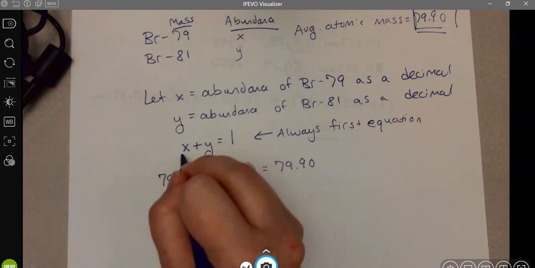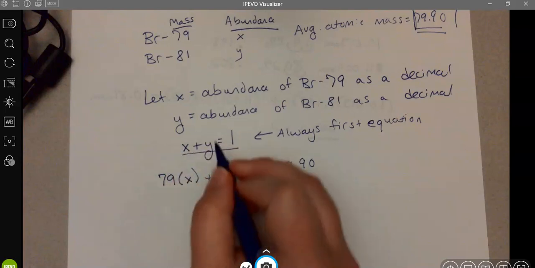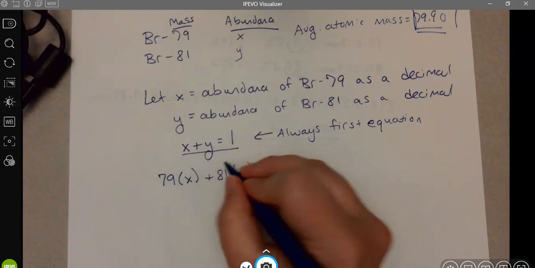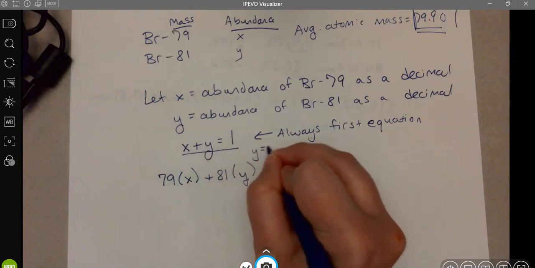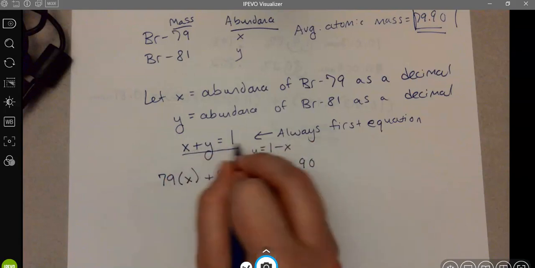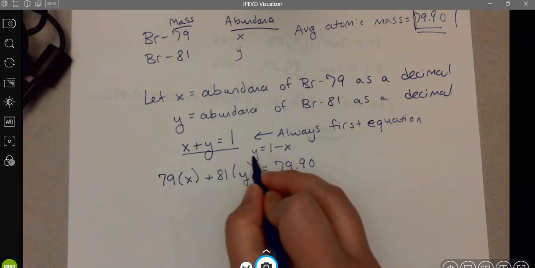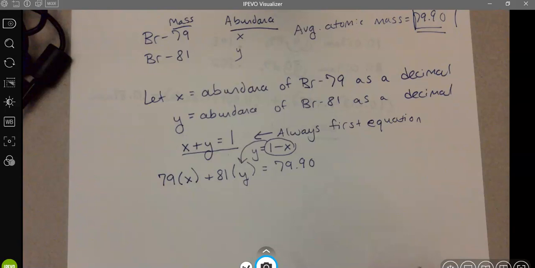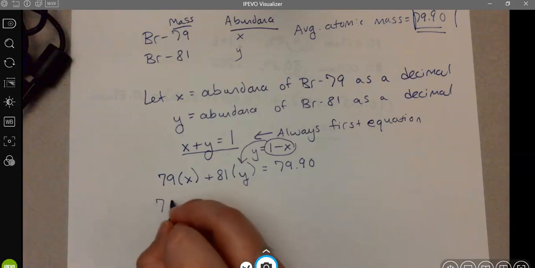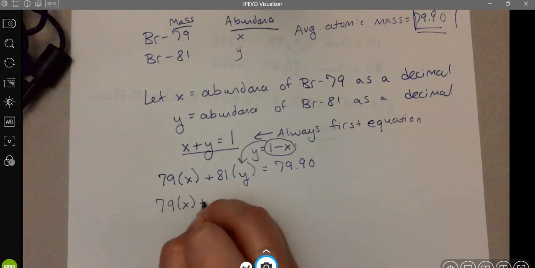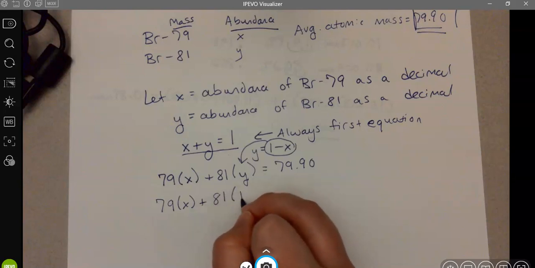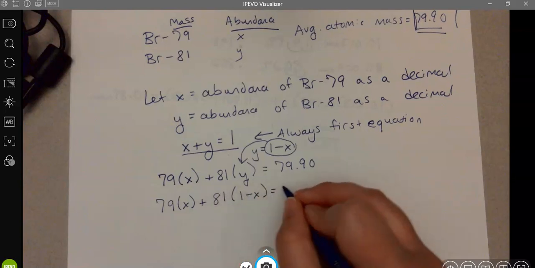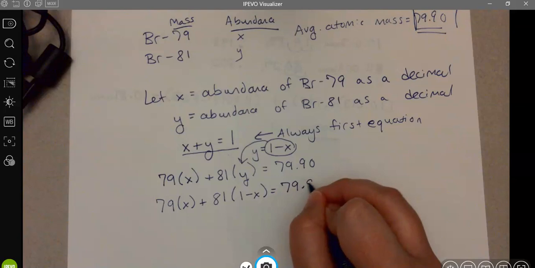So what I want to do is rearrange this first equation to isolate y. So I'm going to say y equals 1 minus x. Just subtract x from both sides. Then I can substitute this in for y right here. Now I would say 79x plus 81 times 1 minus x equals 79.90.